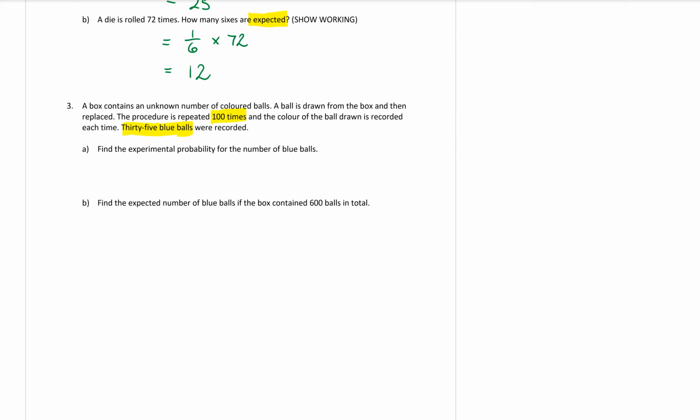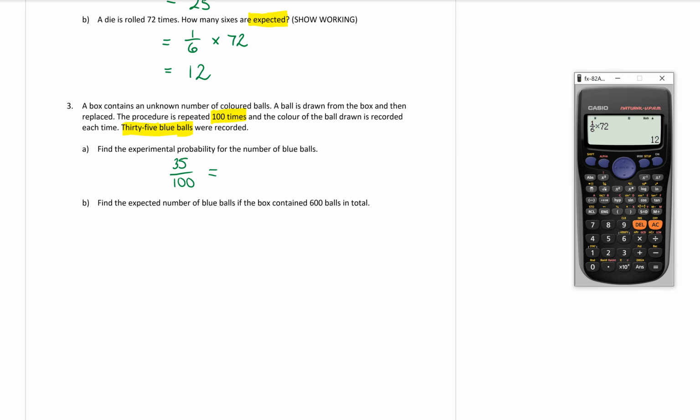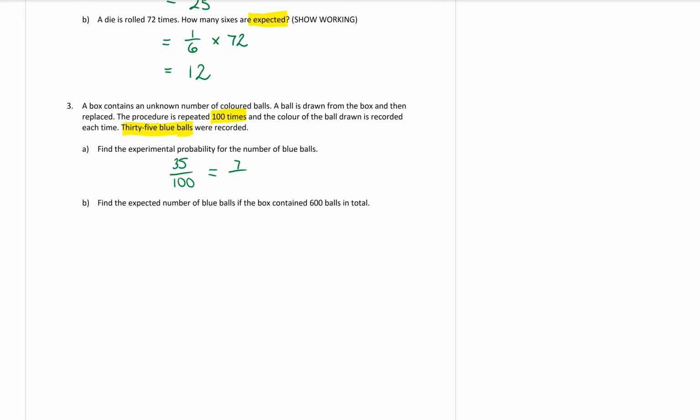So this is just normal probability. We found from drawing them out, we got 35 blue balls out of the 100 times that we did it. So type that in your calculator to simplify the fraction. 35 over 100 is 7 out of 20. Part B, find the expected number. There's that word again, expected. Find the expected number of blue balls if the box contains 600 balls in total.